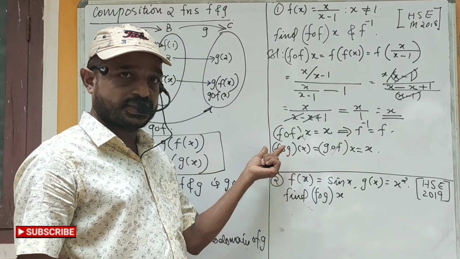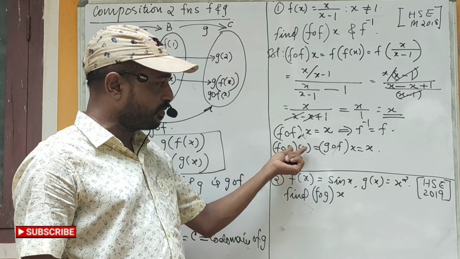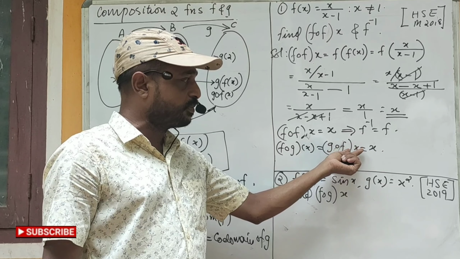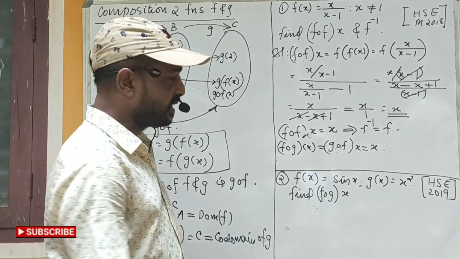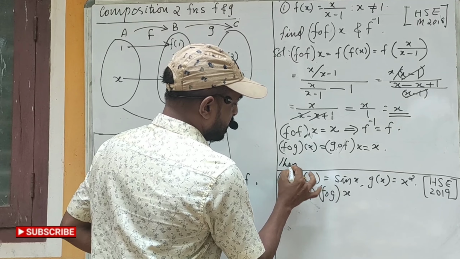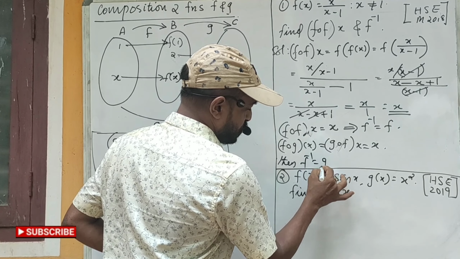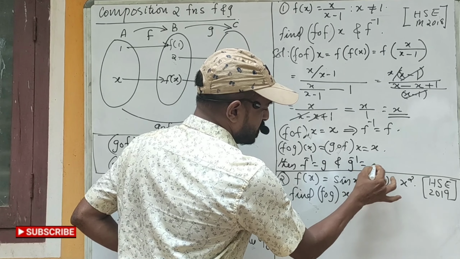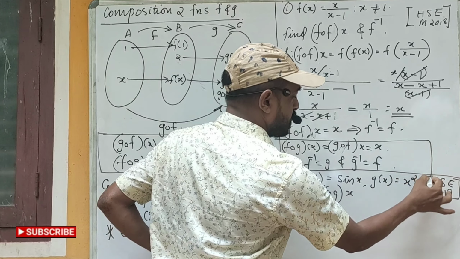Then what does it mean? You must understand this concept very well. If f composition g of x is equal to g composition f of x is equal to x, then f inverse is equal to g and g inverse is equal to f. You must understand this concept well.